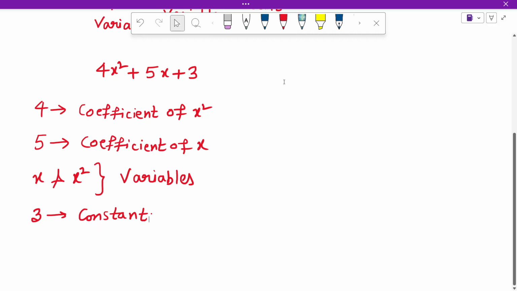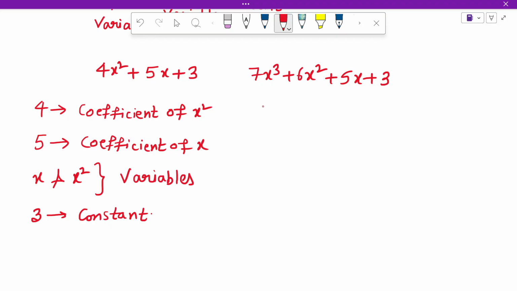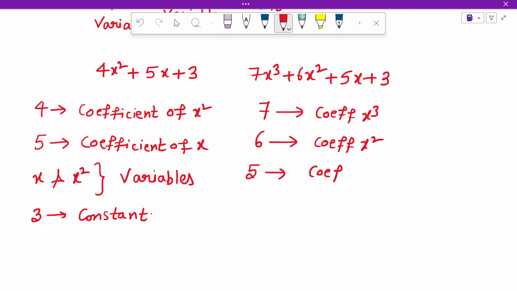So if anything is written like 7x cube plus 6x square plus 5x plus 3, here also 7 will be the coefficient of x cube, 6 will be the coefficient of x square, 5 will be the coefficient of x, and 3 will be the constant term, right? And here the variable is x only, but the power of x is changing.